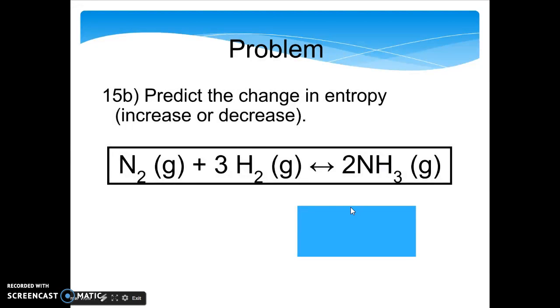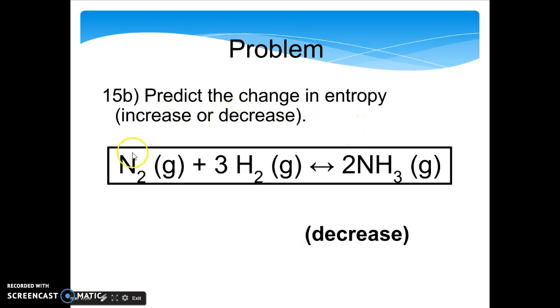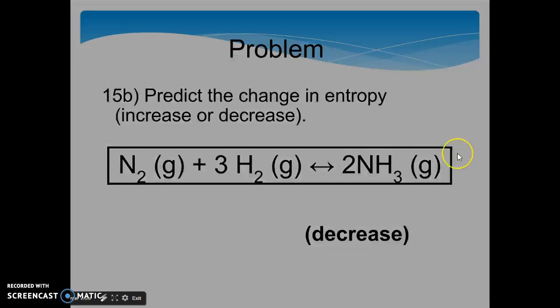All right, let's take a look at this one. We went from 1 mole of gas plus 3 moles of gas, a total of 4 moles of gas on the left, to only 2 moles of gas on the right. So our entropy would, in this case, decrease because we went from 4 moles of gas to only 2. We actually got more ordered in this case.